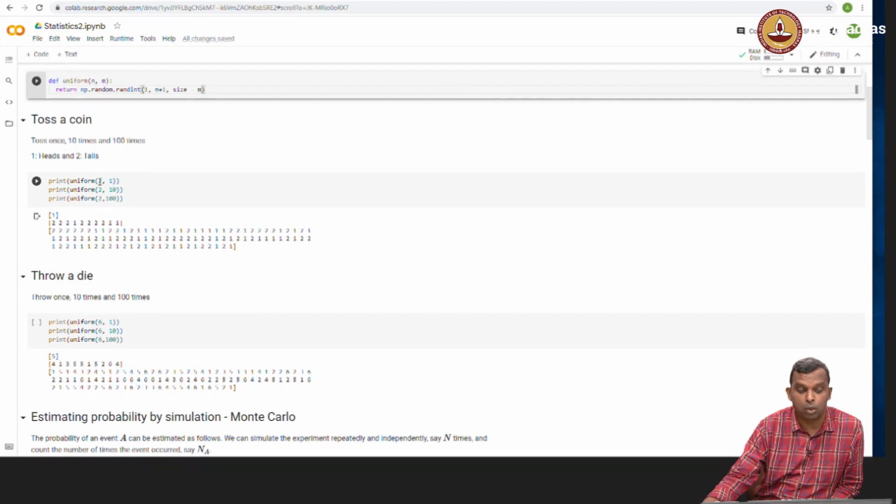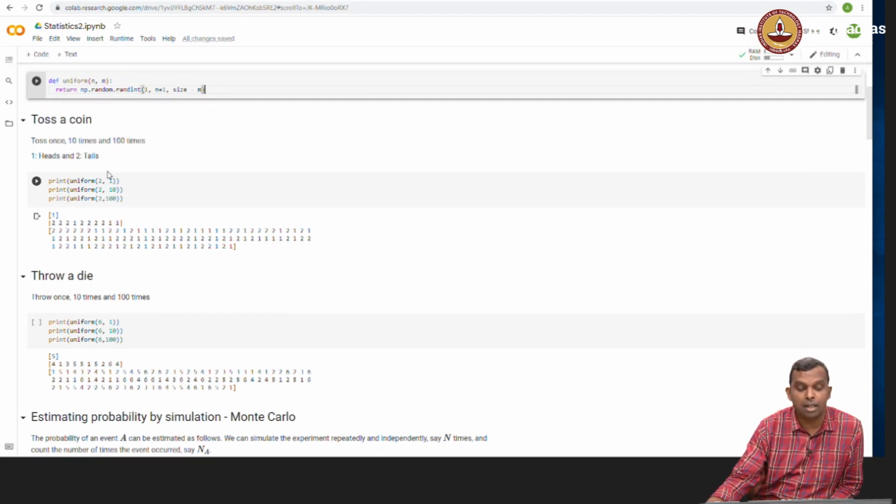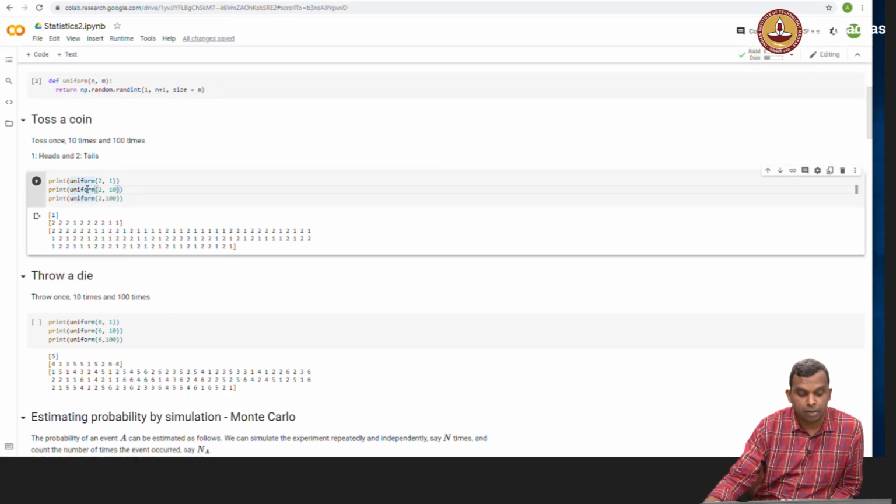Now what is this 2? 2 tells me that there are two outcomes in the sample space. The first outcome is number 1, the second outcome is number 2. That's what this 2 tells me. And I want one experiment to be done, the experiment done once. What about this command here? Uniform(2, 10). Again, two outcomes are there, and I want to do the experiment 10 times. So toss the coin 10 times and tell me what happened.